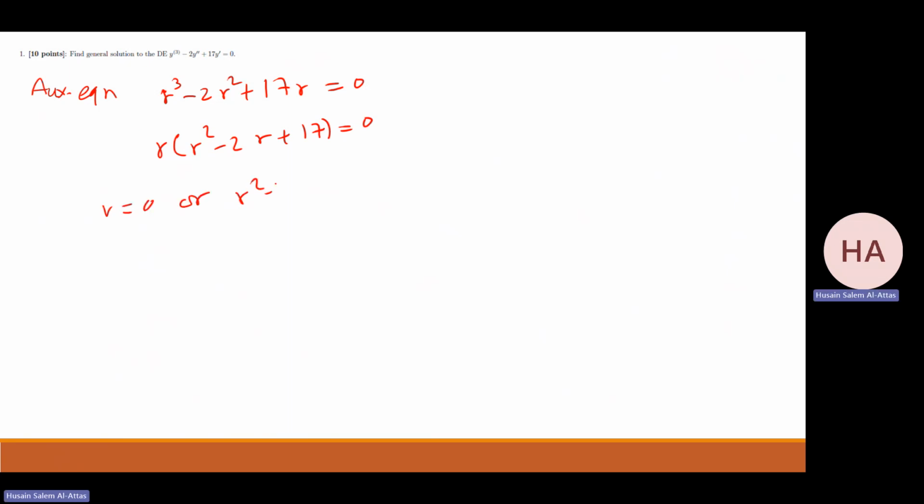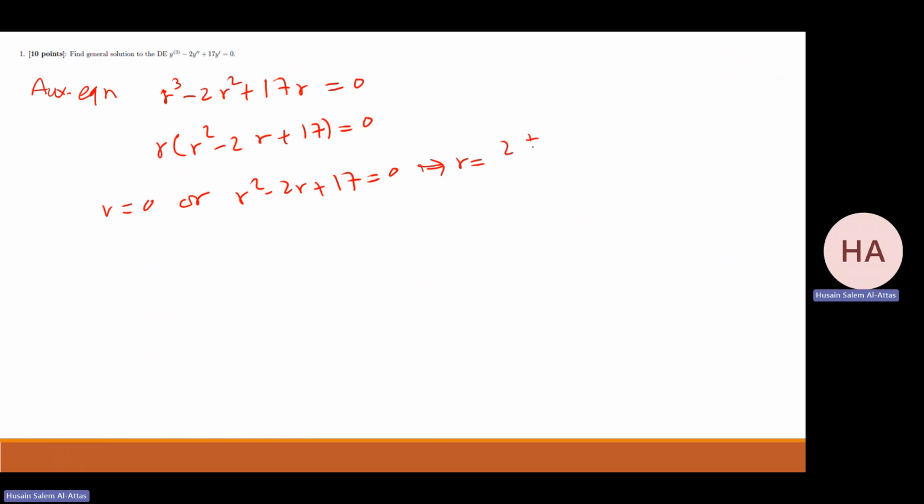Okay. Find general solution to this differential equation. Then the auxiliary equation will be what? R cubed minus 2r squared plus 17r equals 0. I can take r as a common factor. So I have r times r squared minus 2r plus 17 equals 0. So I have r equals 0, and for this quadratic equation equal to 0, I can solve easily.